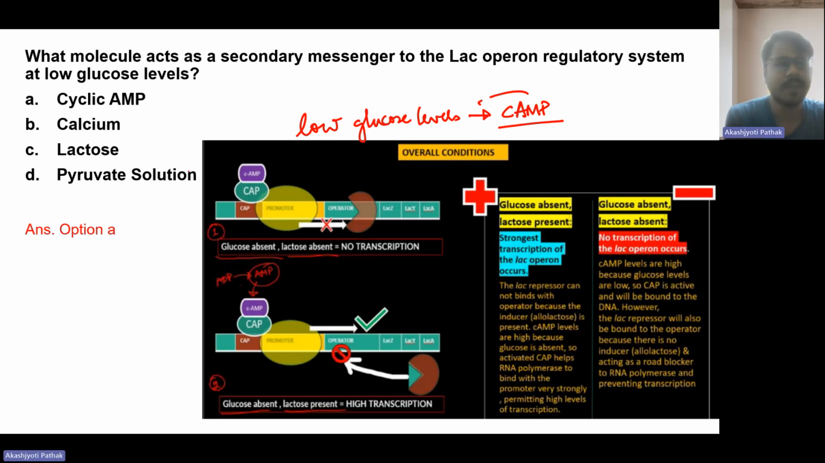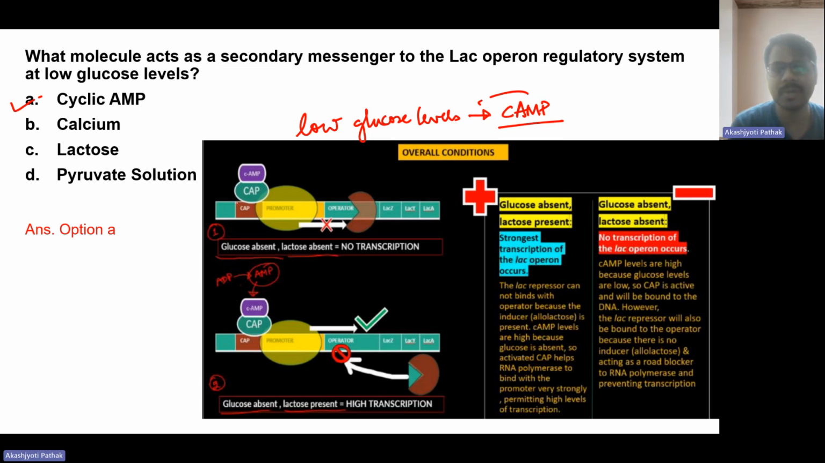So yes, option A is the correct option, and we will look at this slide. It was discussed in the lectures as well, so we will understand this slide once again. You can see here that other than the promoter, operator, and the structural genes, just upstream of the promoter, there is another site, which is called the CAP binding site.